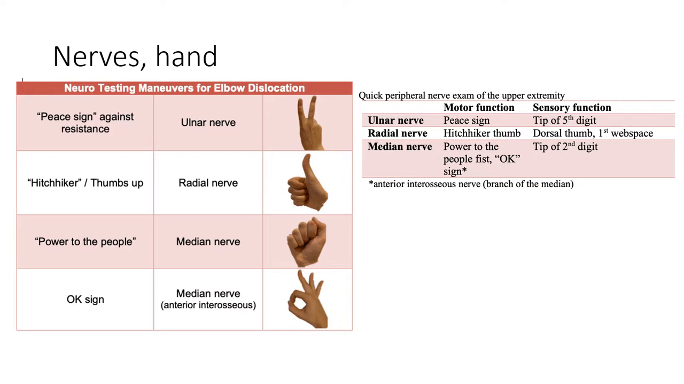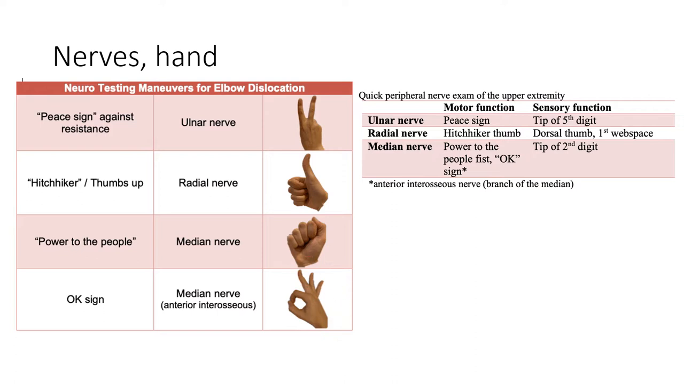I do have some rules of thumb, pun intended, that I want to share with you, that might give you a broad picture of how to remember these peripheral nerves and how to test for them. So in the hands, the easy way, this is from EM Cases, the myotomes of the hand, the muscle part of the nerve, would usually be, for the radial nerve, a thumbs up. For the ulnar nerve, a peace sign. For the median nerve, the combination of the clenched fist and an OK sign.